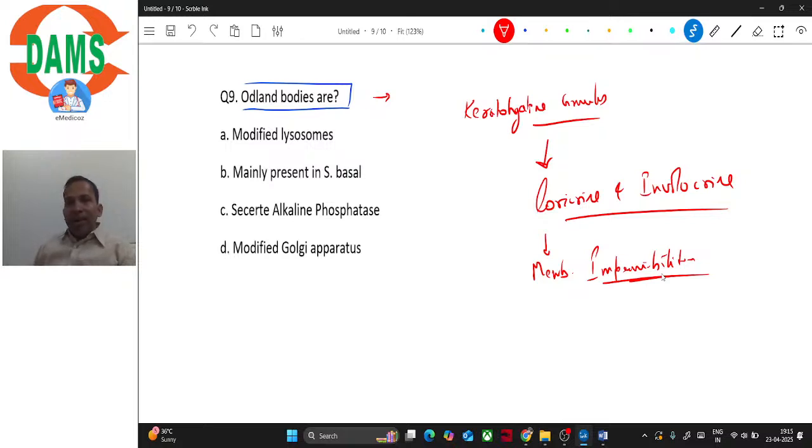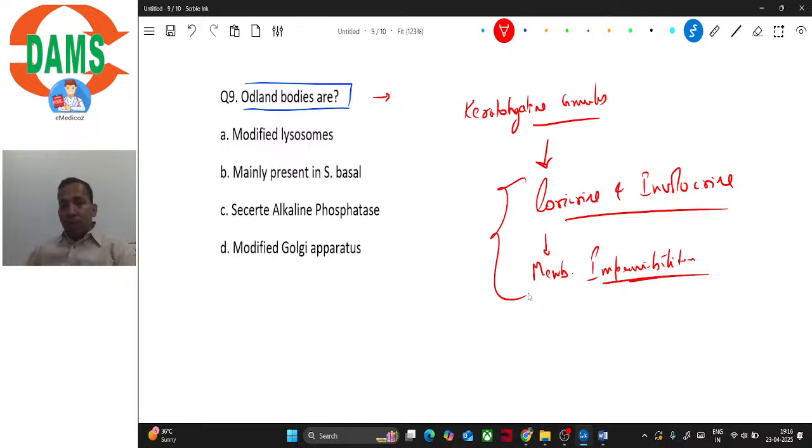So let's rule out the options one by one. First of all, as we can deduce from the description, they are secretory organelles. They are not resorptive organelles, isn't it? So we can easily rule out that they are modified lysosomes, because these are secretory and not resorptive, isn't it? Second is mainly present in stratum basale. Again, that is incorrect because they are found in stratum granulosum. They start forming at the superficial end of the stratum spinosum and then they are seen in the stratum granulosum. So again, option B is incorrect.